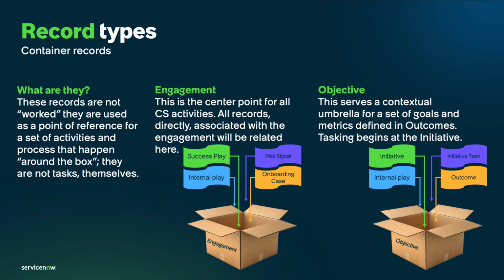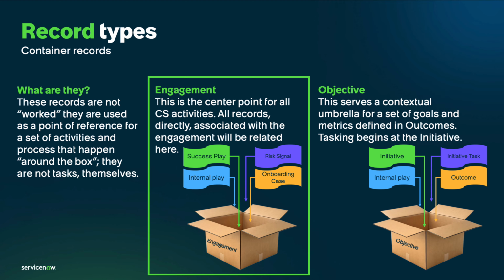The first category is what we call container records. The important thing to understand is that these records aren't worked the way a task is. Instead, they act as a point of reference for all the activity that happens around them. There are two main examples.